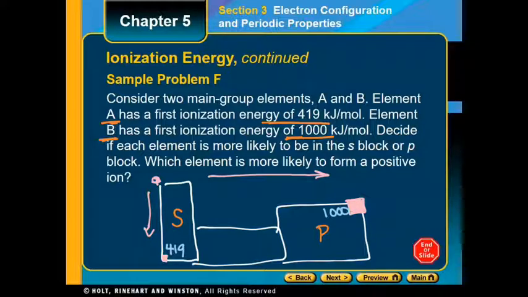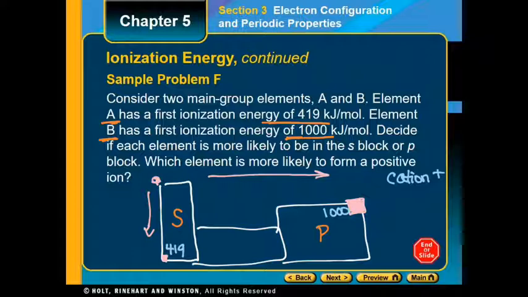Everything here is written down, so I have gone through, made up the periodic table. I have labeled the S and P block. I did my large box and my small box with the respective numbers based on the ionization energy trends, and it's asking me which element is more likely to form a positive ion. Well, you've got your cations and your anions. Cations are what make positive ions.